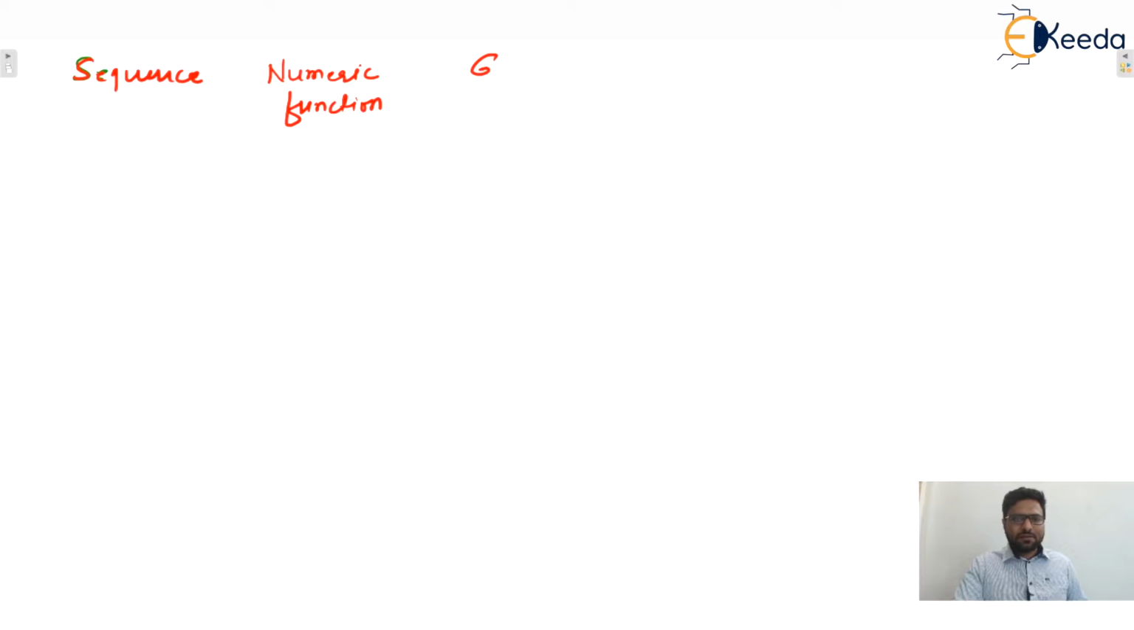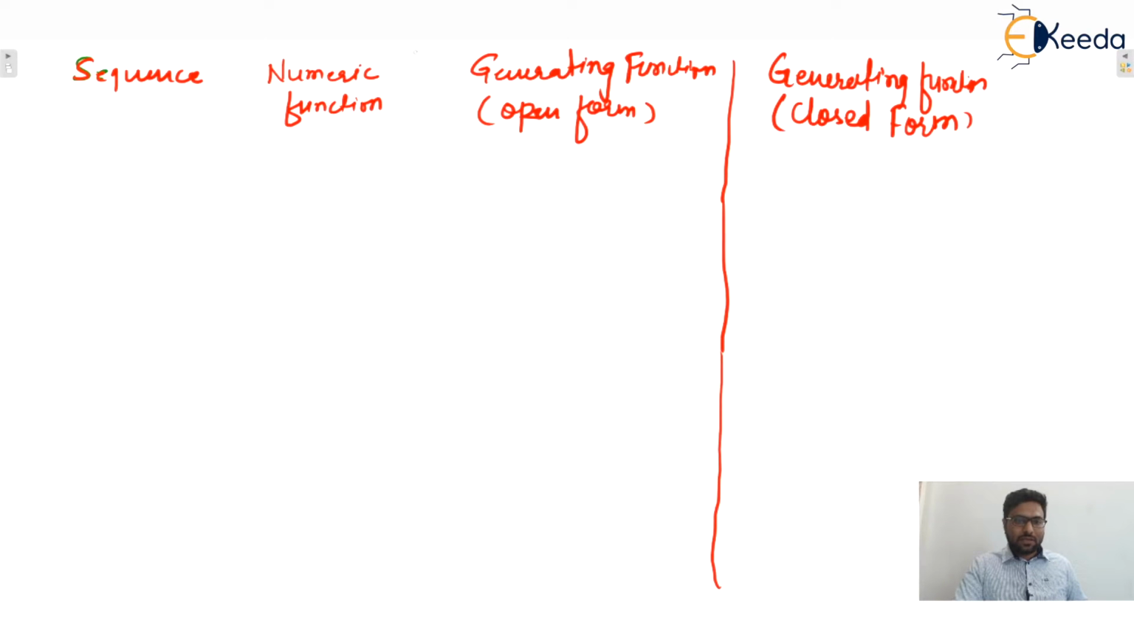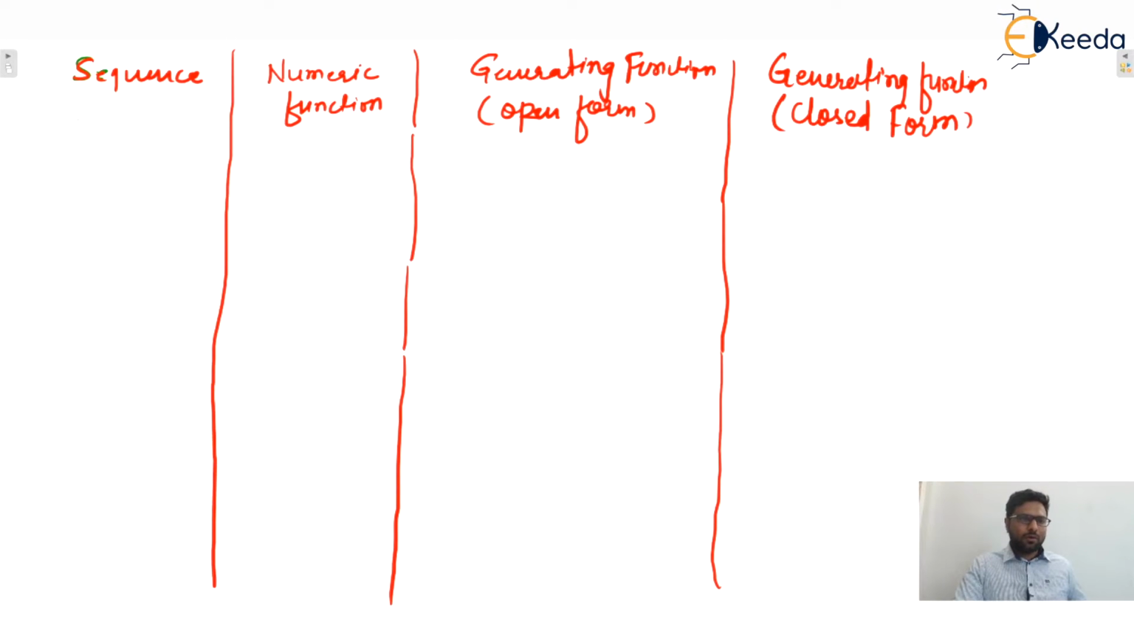Then we can say that we'll see the generating function in open form, and then finally we'll see the generating function in closed form. So just construct one table and we'll see how it came, isn't it? Okay.